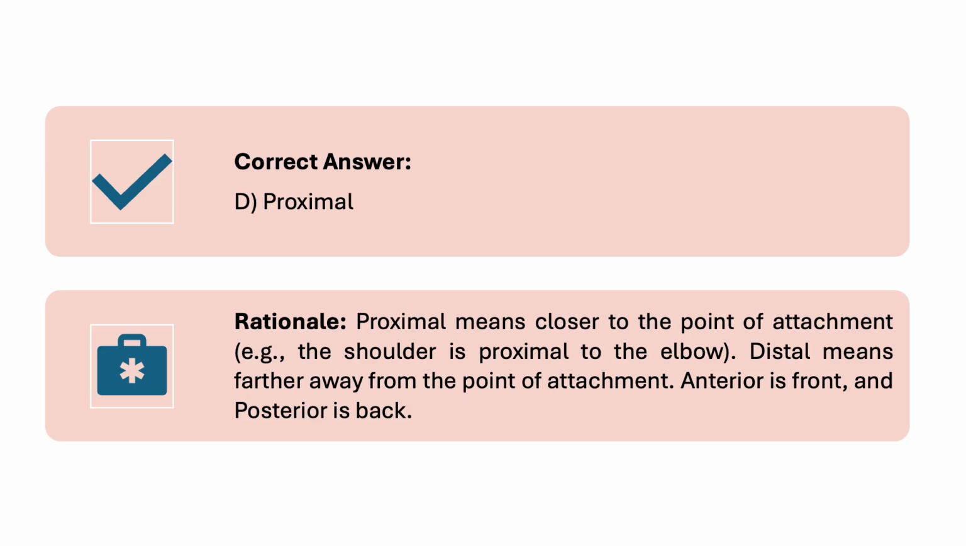Correct answer, D. Proximal. Rationale. Proximal means closer to the point of attachment, for example, the shoulder is proximal to the elbow. Distal means farther away from the point of attachment. Anterior is front, and posterior is back.